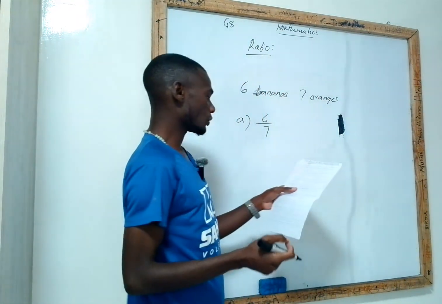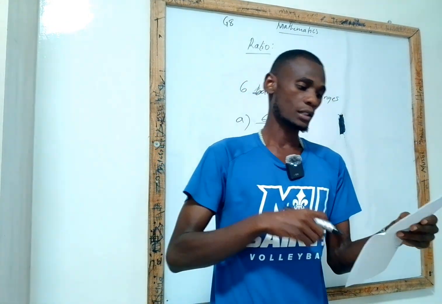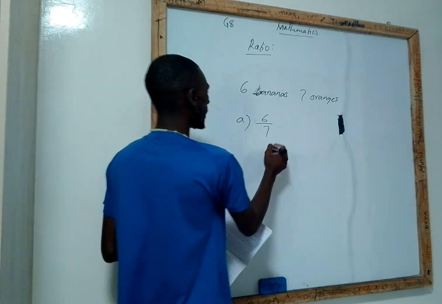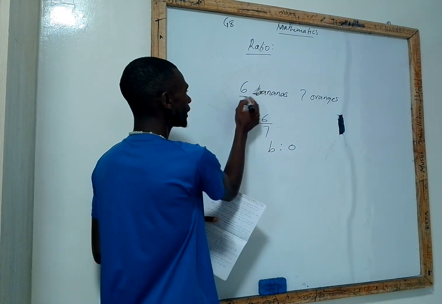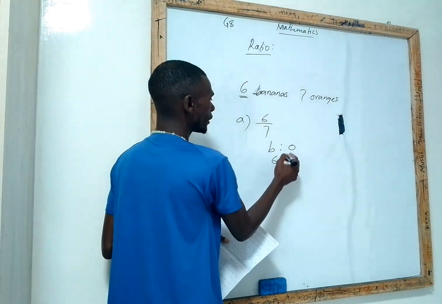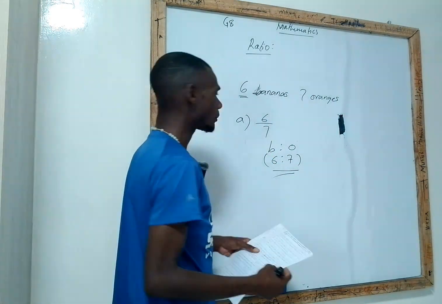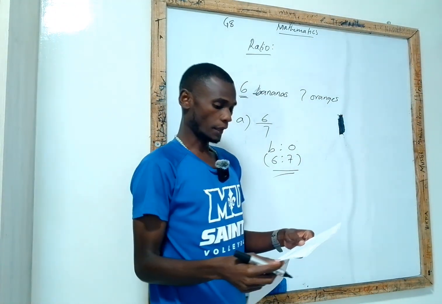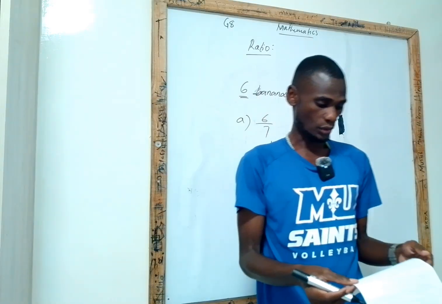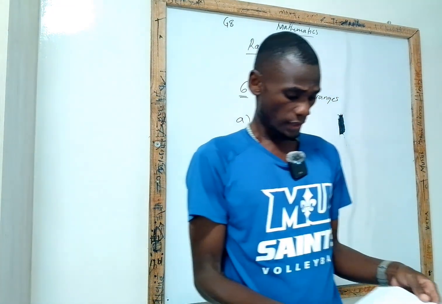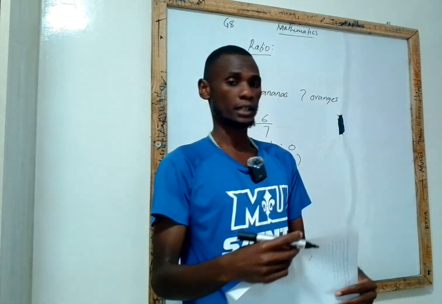Question B of the same question, you can be asked, what is the ratio of the bananas to oranges? The ratio of bananas to oranges. So the bananas were 6, so we will bring 6 here. Oranges were 7. So that is the ratio. So the ratio of bananas to oranges becomes ratio 6 to 7.